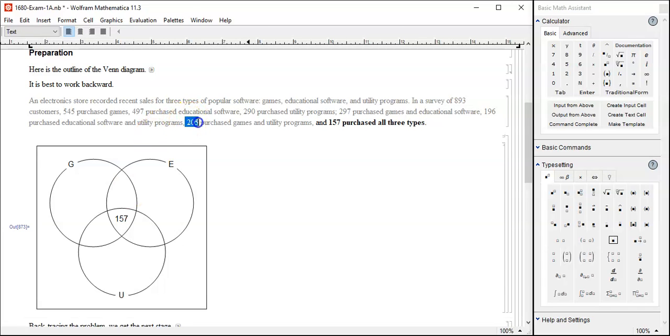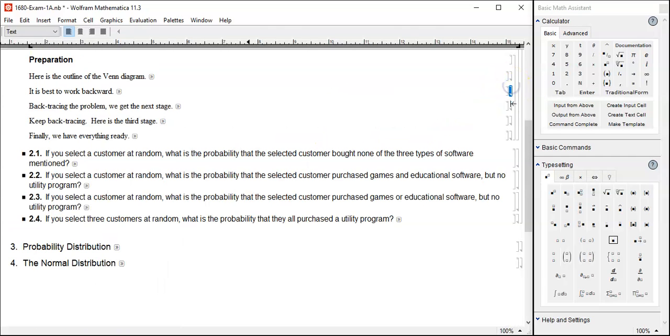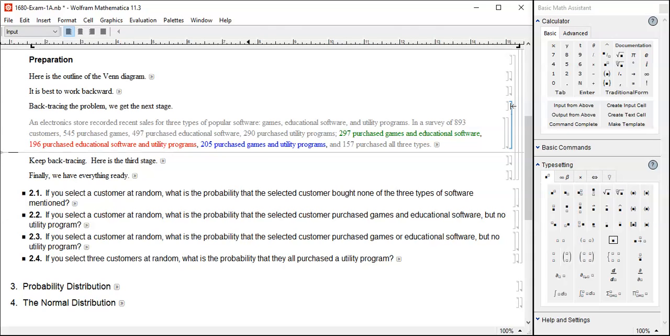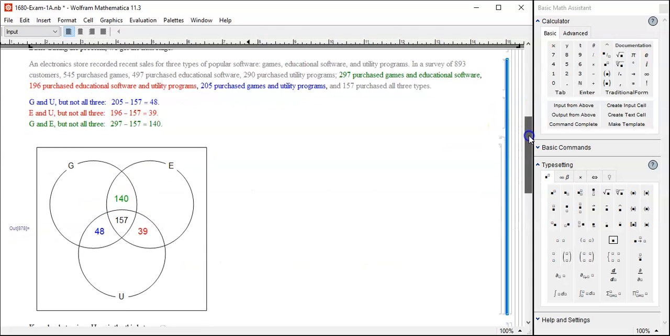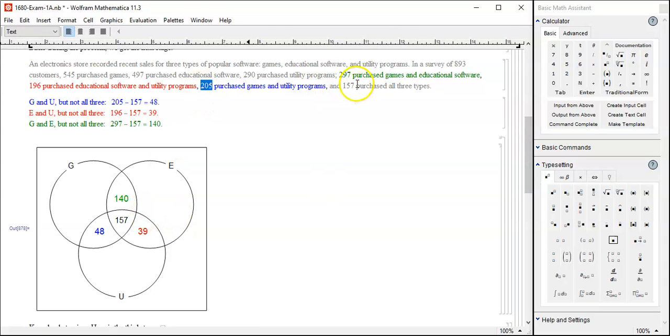Next step will be working with 205, and how do you work with 205? Games and utility, so game and utility, inside game utility, so we are talking about this football part. And that adds up to 205, not just 205 here. This adds up to 205, and among that 205, 157 is taken, so this will be the subtraction. What am I talking about? Let's go to the next step. Out of 205, 157 is already taken care of, so that subtraction yielded 48. That goes over here. Make sense?